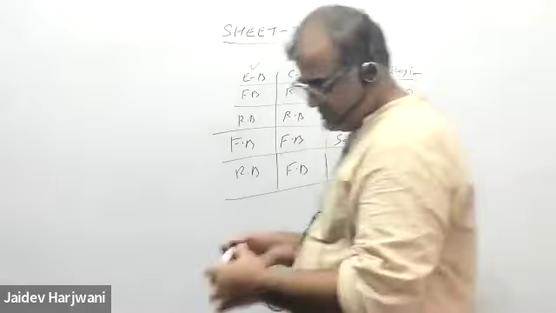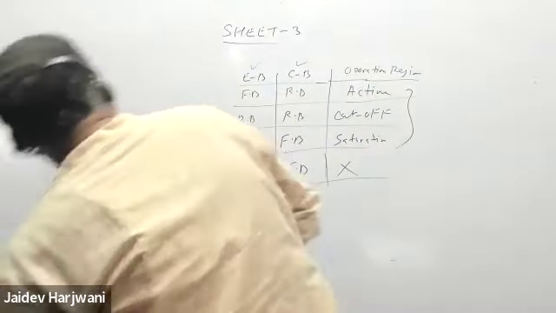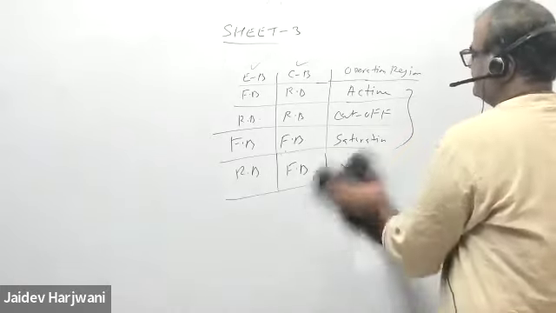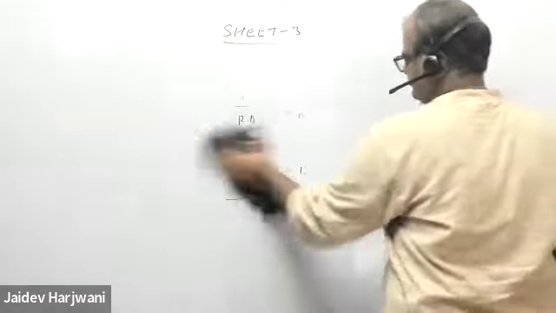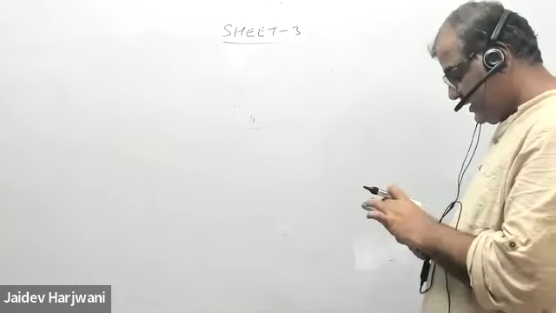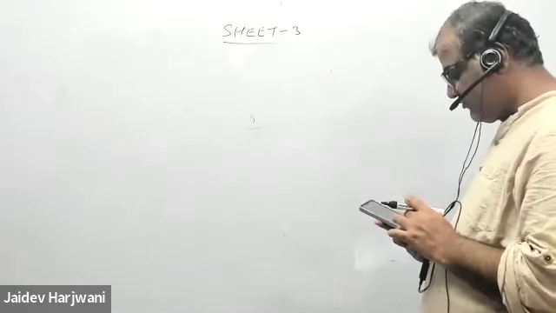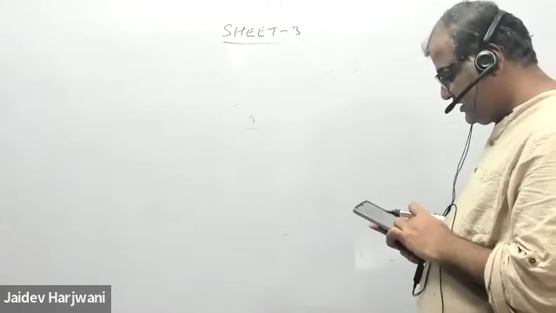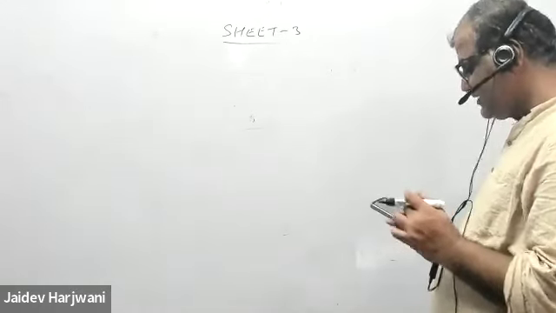So you can write the correct option. The next question is: in the given circuit, VCC is 10 volt and beta is 100. What is the collector voltage VC?